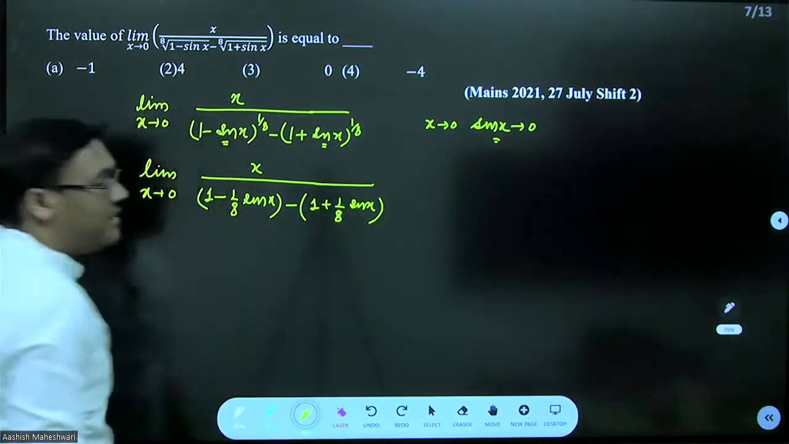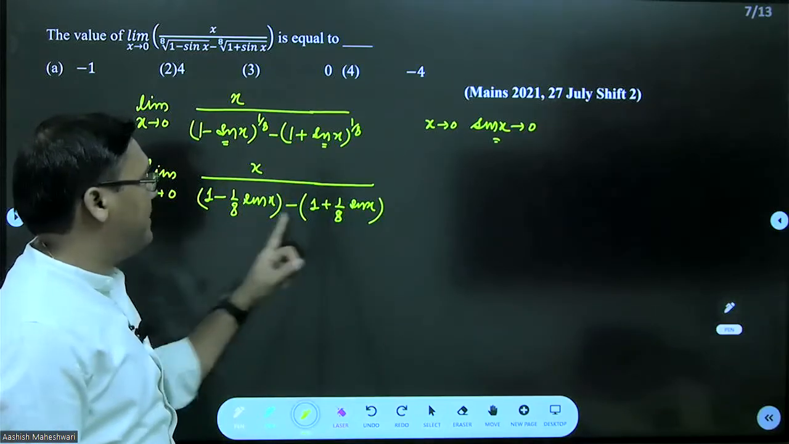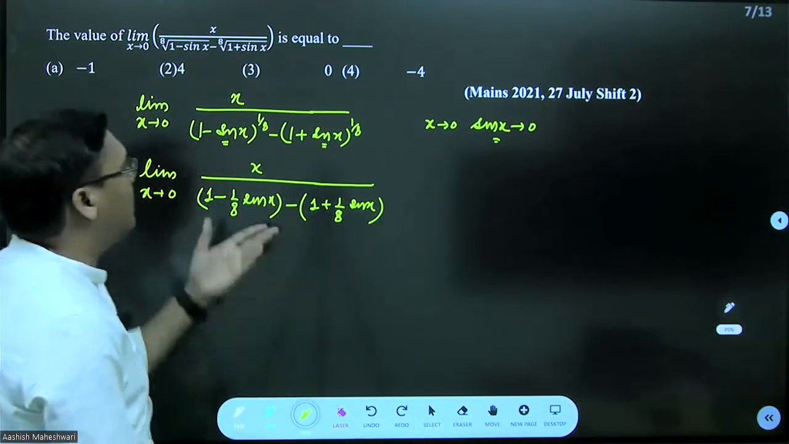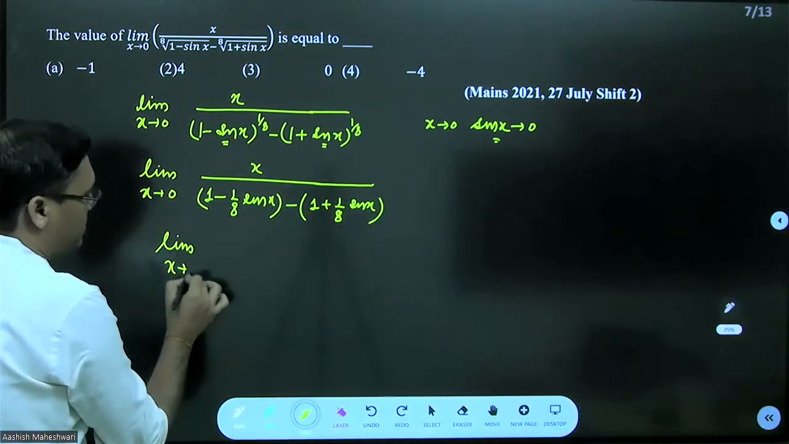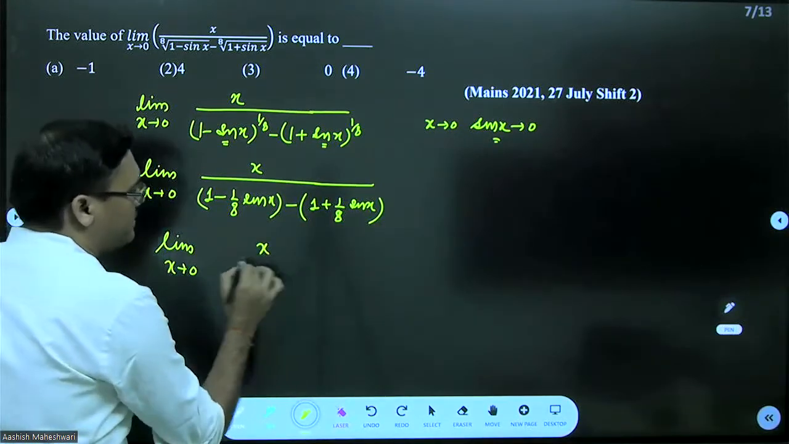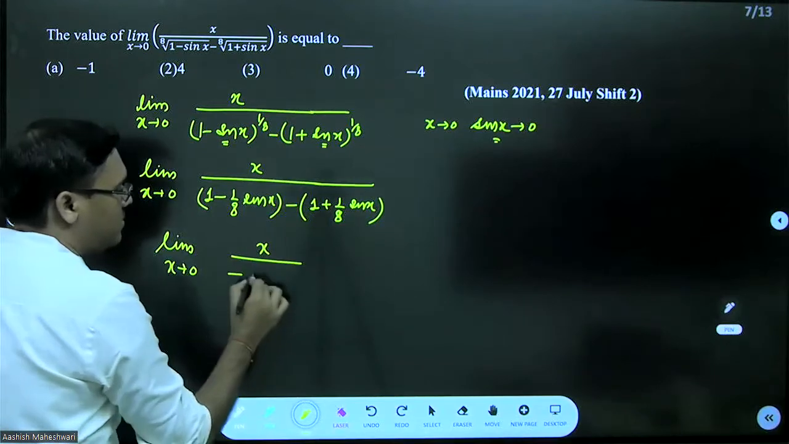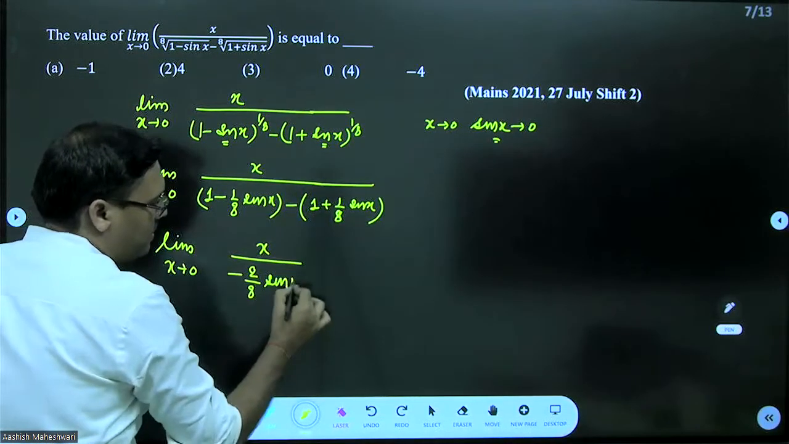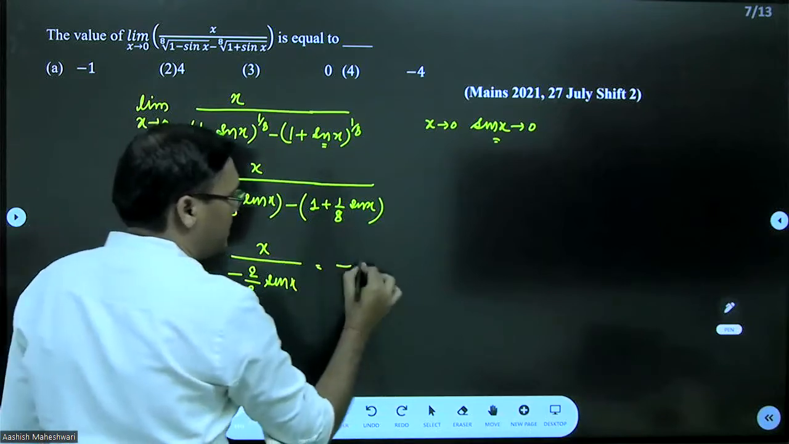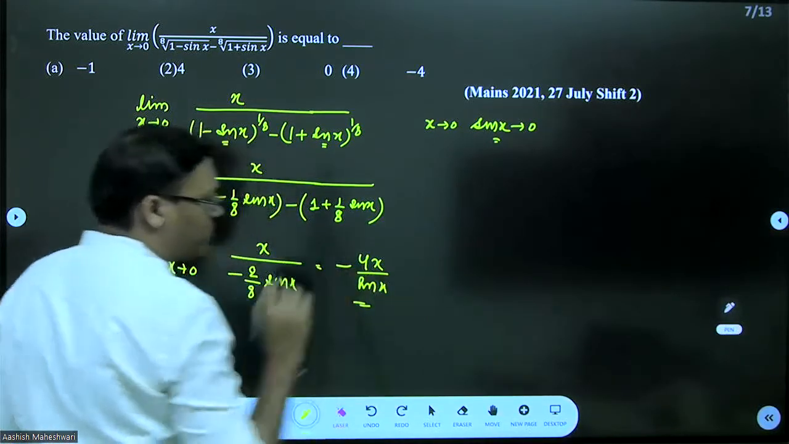What did we do? Again we have used the same concept, (1 plus x) raised to n is 1 plus nx. And now you can see here, this is limit x approaches 0. This is x upon, 1 cancels, this will be minus 2 by 8 sin x. And you can see here, this is minus 4x by sin x, where x is approaching 0.